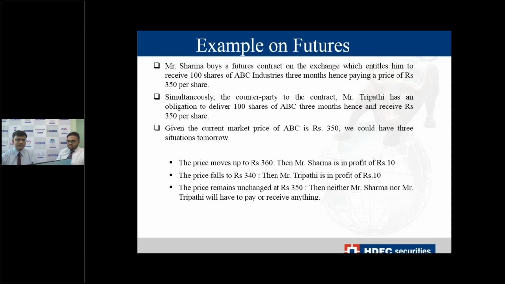Let us look at an example. Mr. Sharma buys a contract on the exchange for 350 rupees, which entitles him to receive 100 shares of ABC Industries. Now, if the price moves up to 360 on the next day, he earns a profit of 10 rupees. If the price remains unchanged, then there is no profit and no loss. Conversely, if he has shorted the futures at 350 and the price goes down to 340, then he earns again a profit of 10 rupees. If it goes up to 360, then he makes a loss of 10 rupees on the short position.